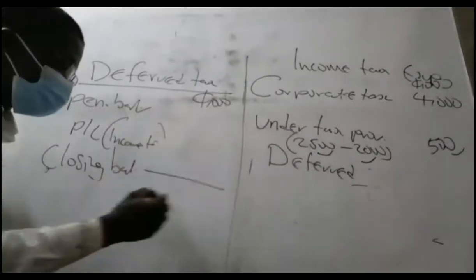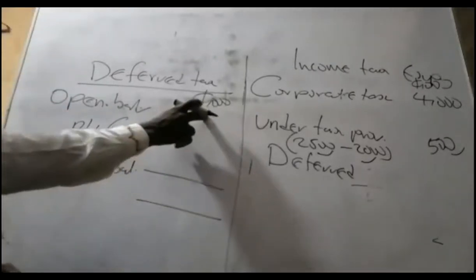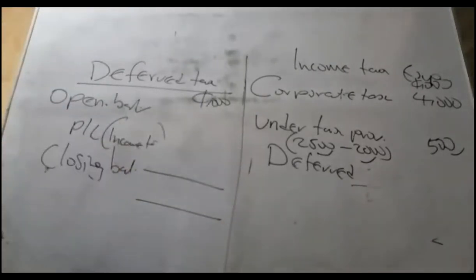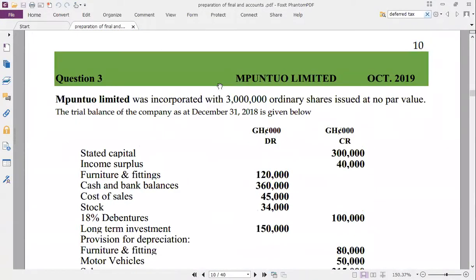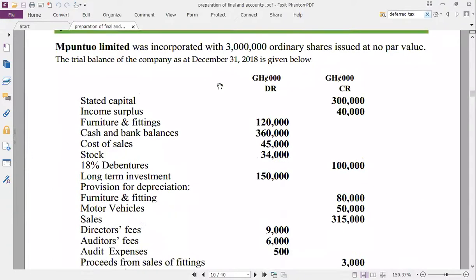But before that, we can go and look for the opening balance and record it here. The opening balance will always be in the trial balance. So let's go to the trial balance and see. In the trial balance, if you see deferred tax or provision for deferred tax. So let's come to the trial balance together.